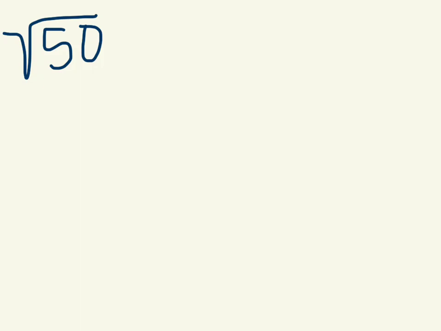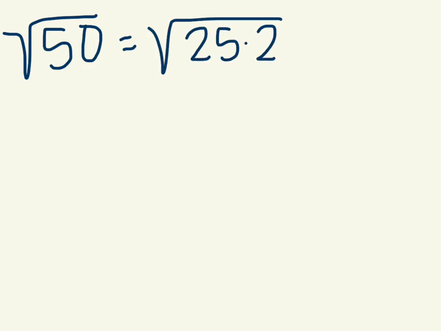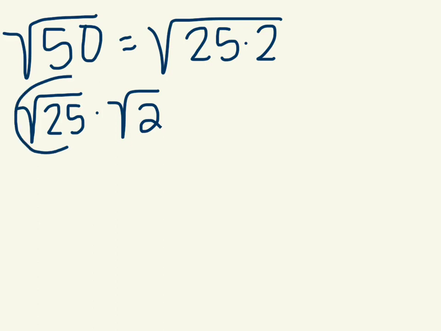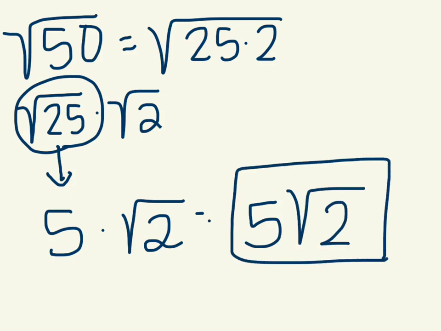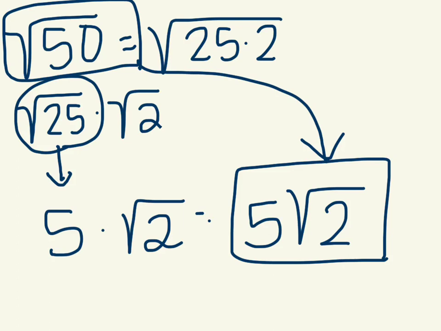The square root of 50 can also be written as the square root of 25 times 2. Remember, this is another way to write the square root of 25 times the square root of 2. Hey, I know that the square root of 25 is 5. So 5 times the square root of 2 is simplified, or just written a little simpler, as 5 times the square root of 2. I have simplified the square root of 50. This radical simplifies to 5 times the square root of 2. There's my answer.